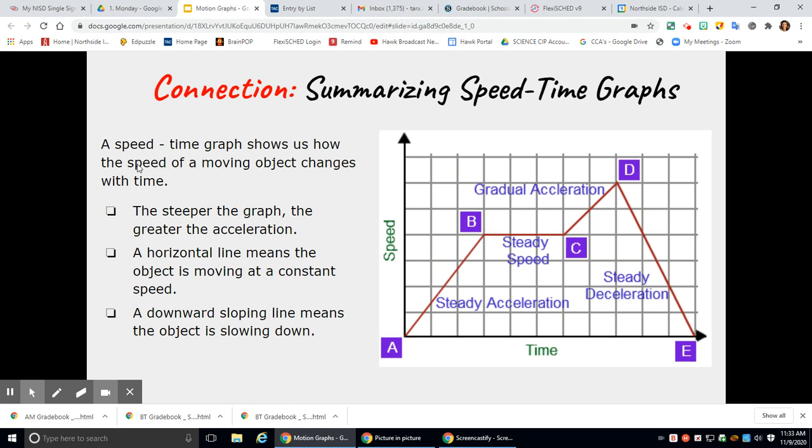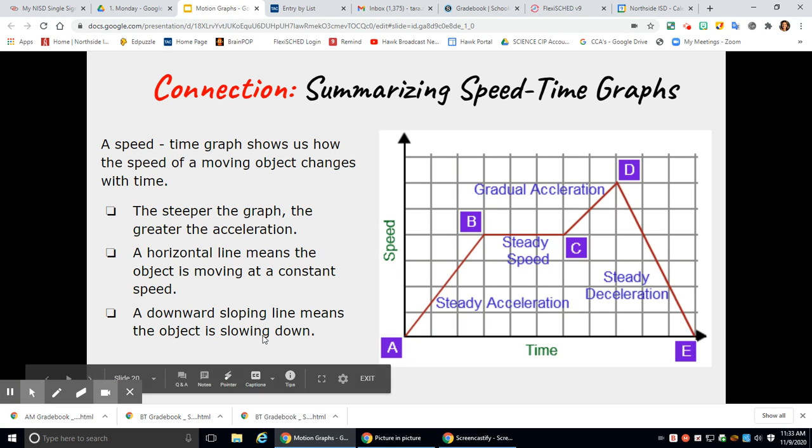Connection, summarizing speed time graphs. The speed time graph shows us how the speed of a moving object changes with time. The steeper the graph, the greater the acceleration. A horizontal line means the object is moving at a constant speed. A downward sloping line means the object is slowing down.